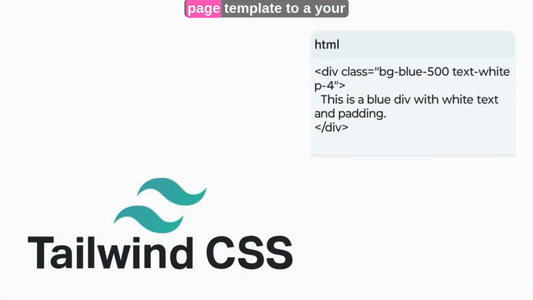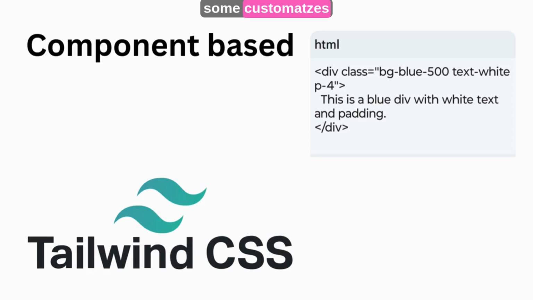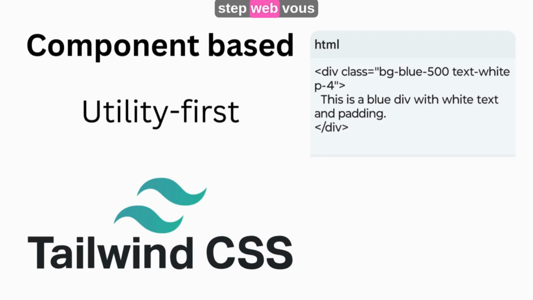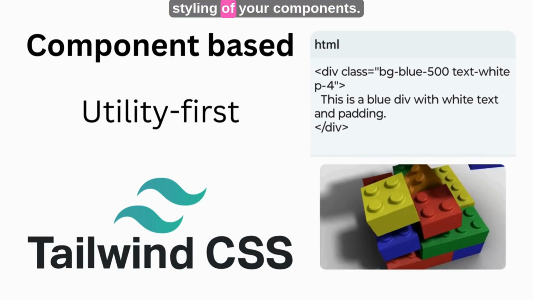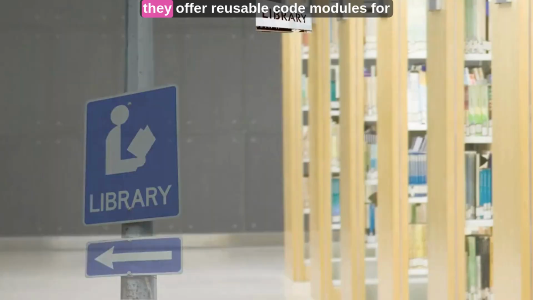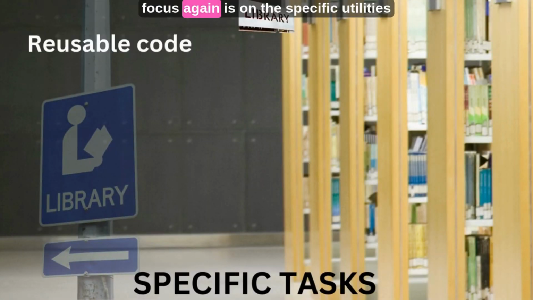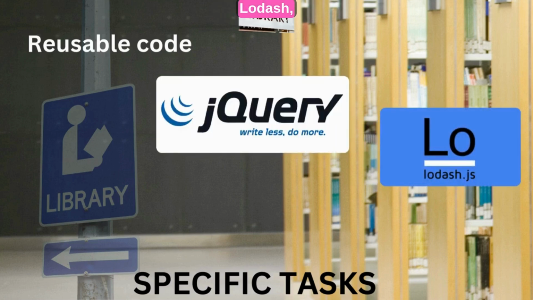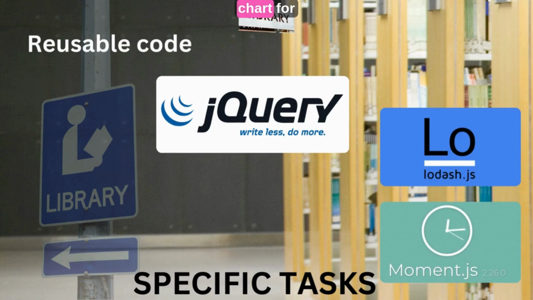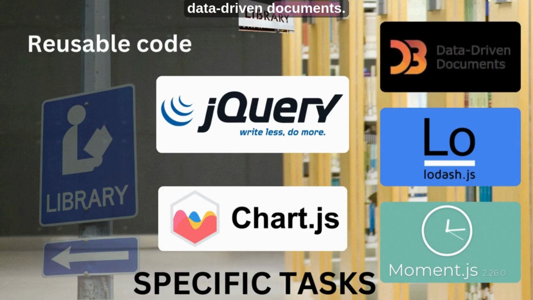Tailwind: developers who use Tailwind prefer a component-based approach to build user interfaces with a utility-first CSS priority. It provides a set of predefined classes for styling of your components. Moving on to libraries, they offer reusable code modules for specific tasks and functionalities. The focus again is on specific utilities, such as jQuery, Lodash, Moment for time, Chart for bar charts, graphs, and so on, as well as D3 for data-driven documents.